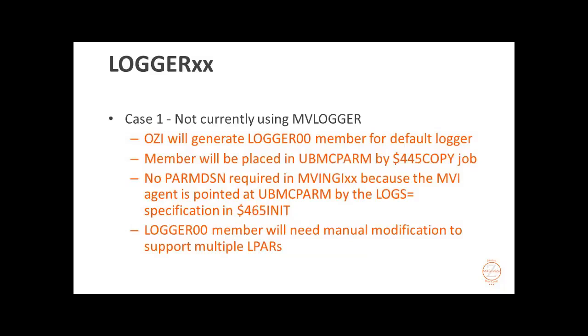For new or existing customers who are not using MV Logger, OSI will generate a Logger 00 member configured to be the default logger. This member will be placed in UBMC PARM, and the DBC will point to UBMC PARM as the location for this member. If you are supporting multiple LPARs in a sysplex using a single member, manual modification will be required.